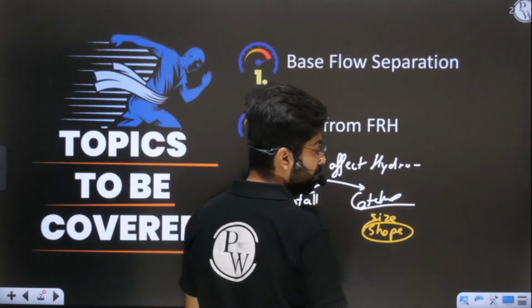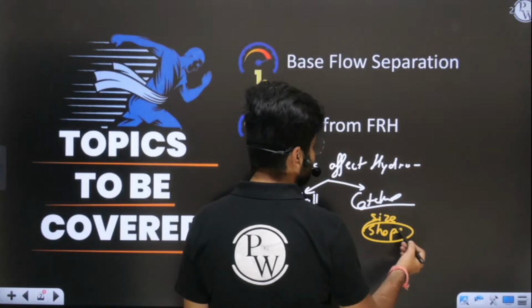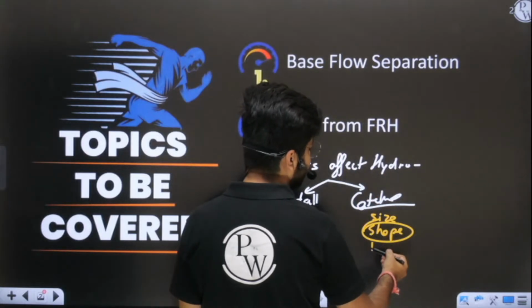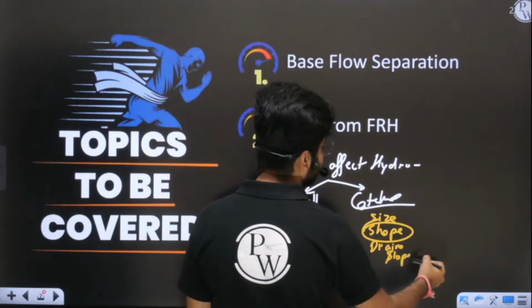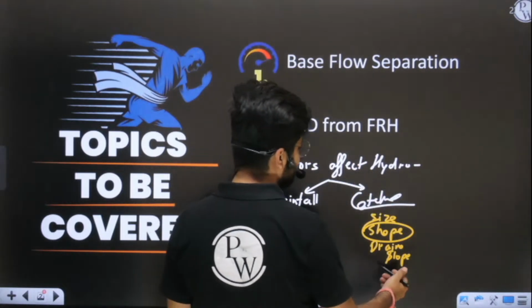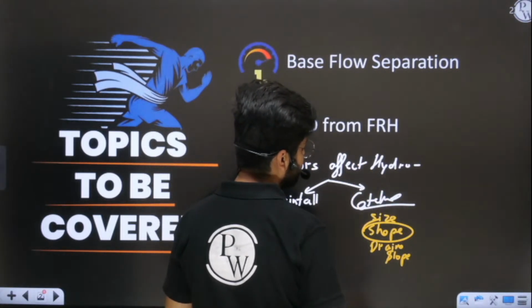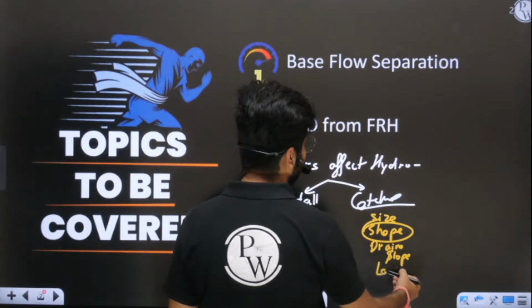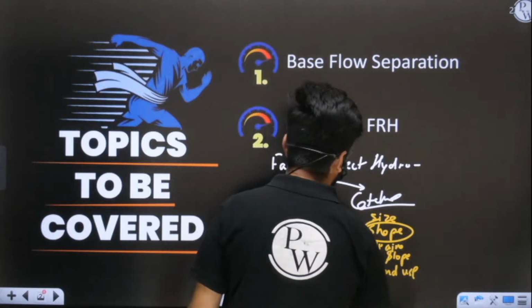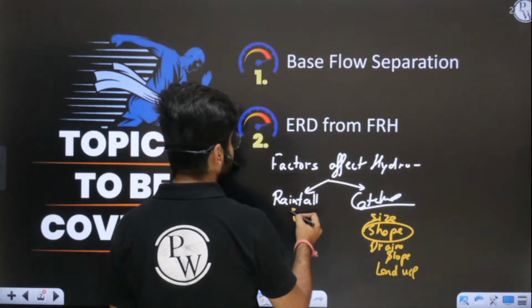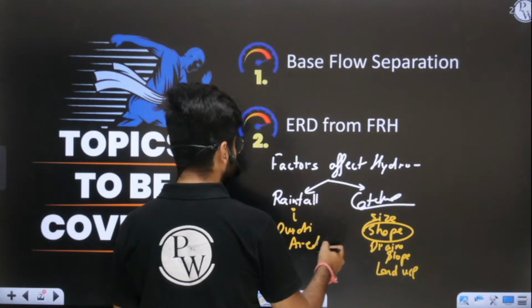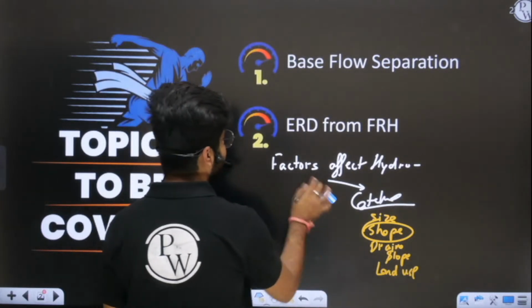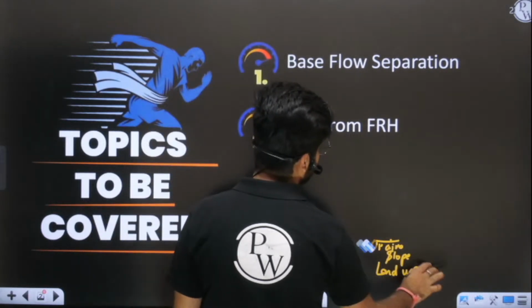Then we discussed size, shape, drainage density, and slope. At last, we discussed what kind of land use and cover we have. And in rainfall we discussed intensity, duration, areal distribution, and all these things. I hope you have understood the factors which govern the shape of the hydrograph.